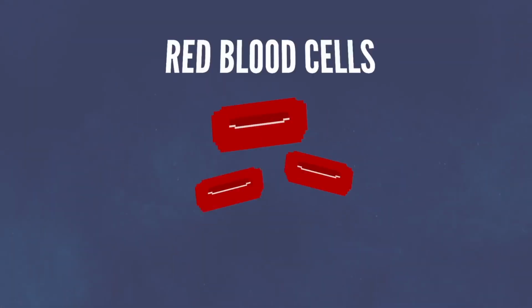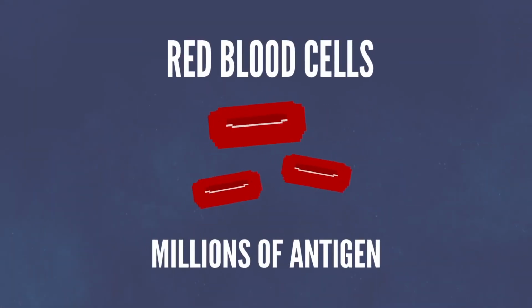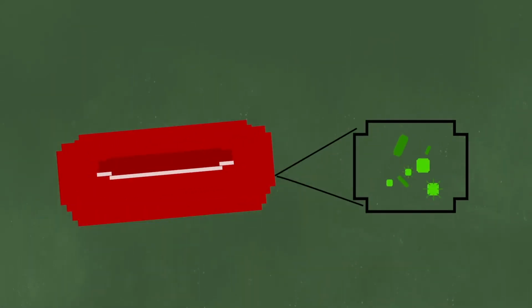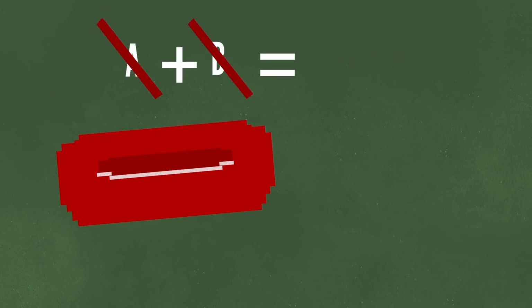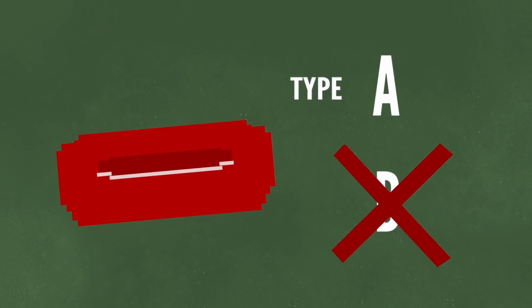Well, wrong. Your red blood cells naturally contain millions of antigens that your immune system doesn't react to, and the antigens that you have in those red blood cells determines your blood type. For example, if you have both A and B antigens, your blood type is AB. If you have neither A nor B antigens, then you are a type O. Additionally, if you have type A blood, then you have anti-B antibodies.